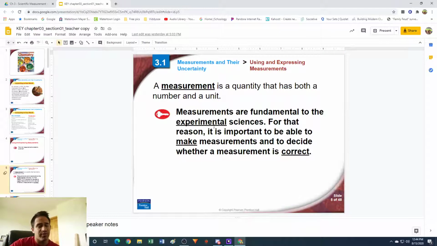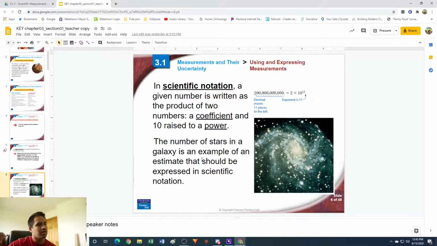Obviously, our measurements are very important, especially in experimental sciences like chemistry, because a lot of calculations and things like that rely on our measurements. And so we need to make sure that they're good, they're correct, they're accurate, things like that. So we are going to, of course, be dealing with scientific notation in chemistry.